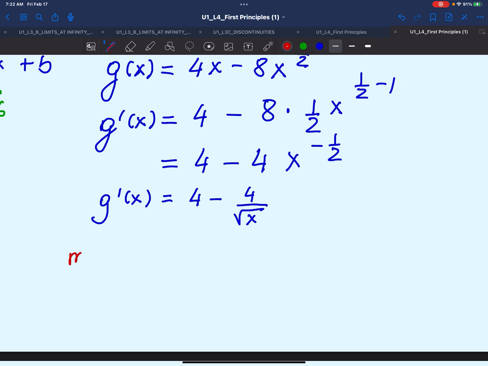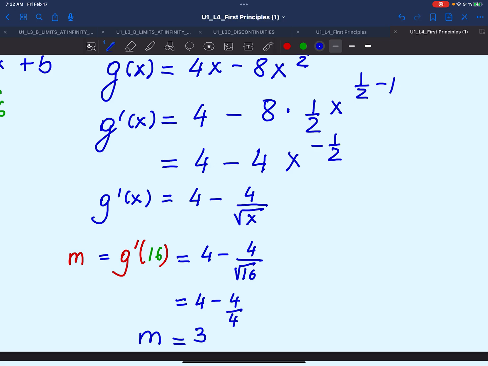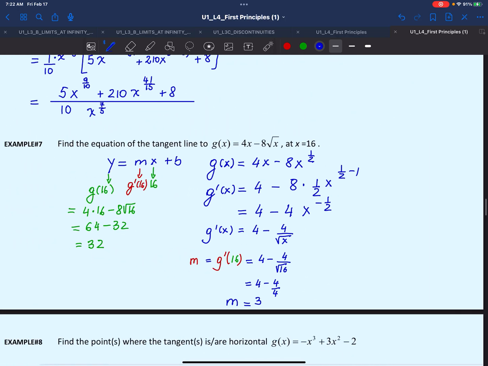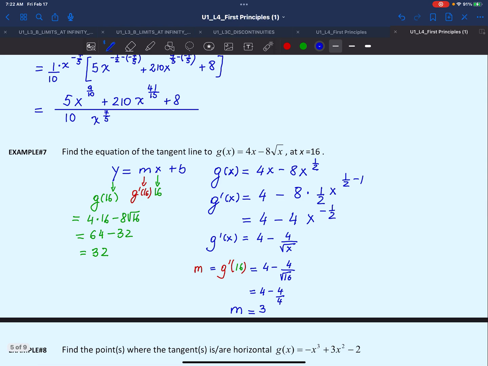Now remember that the slope in our case was equal to the value of the derivative at 16. So we'll replace x by 16. So we have 4 minus 4 over the square root of 16, or 4 minus 4 over 4, which equals 3. So therefore, we're going to say that the slope equals 3. So now we know that the y value is 32. I'll continue writing it here. The slope is 3 at the x value of 16, and b is still unknown.